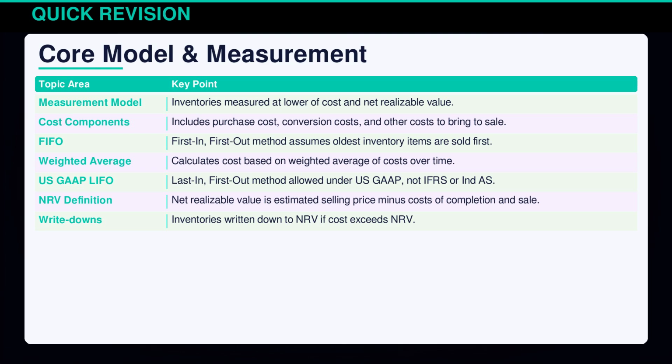Inventory measurement is critical for accurate financial reporting. For International Financial Reporting Standards, Indian Accounting Standard, and U.S. generally accepted accounting principles, the lower of cost or net realizable value is key. While FIFO and weighted average methods are common across standards, U.S. generally accepted accounting principles uniquely allows LIFO. Write-downs occur when inventory costs surpass net realizable value, ensuring inventories reflect true economic value. Understanding these methods helps in assessing a firm's profitability and financial health.